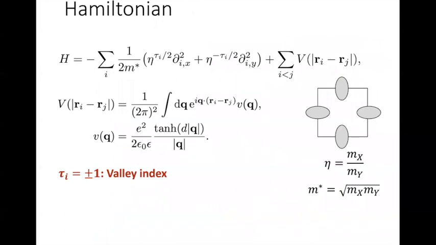Okay, so this is the Hamiltonian. We have two valleys labeled by this index tau, which is plus or minus 1, and the dispersion is parabolic, but it's anisotropic, and the anisotropy is opposite between the two valleys. And this is the interaction. It's just this Coulomb interaction screened by this dual gate at distance plus and minus d.